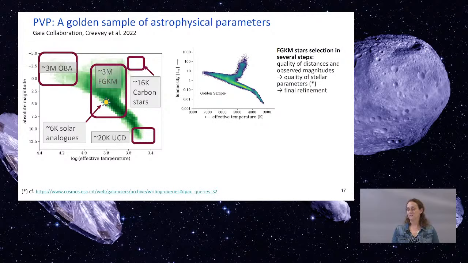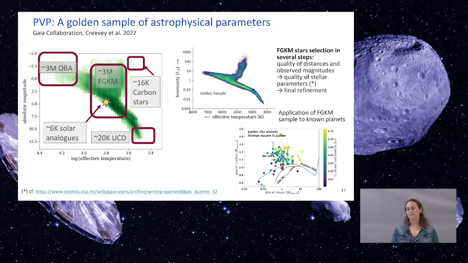Here, in this diagram, I'm just showing an example of the golden sample of the FGKM stars, where we have defined several quality criteria. And here is an example of our own analysis of known exoplanet host stars using the parameters that are in this sample.